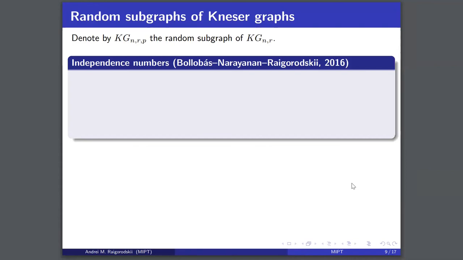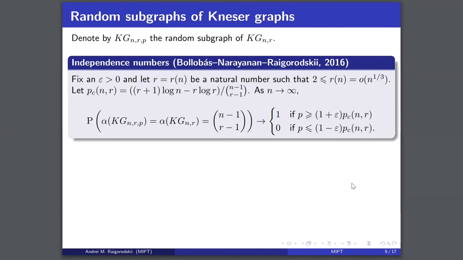The main and the most interesting result here is due to Bollobás, his PhD student Narayanan, now he's not a PhD student anymore, he got his PhD, and he worked in Cambridge for some years. Now I don't remember his position. And I also was a participant of this work. It was proved in 2016. Вау, какая страшная математика. So I have to try to explain what happens.